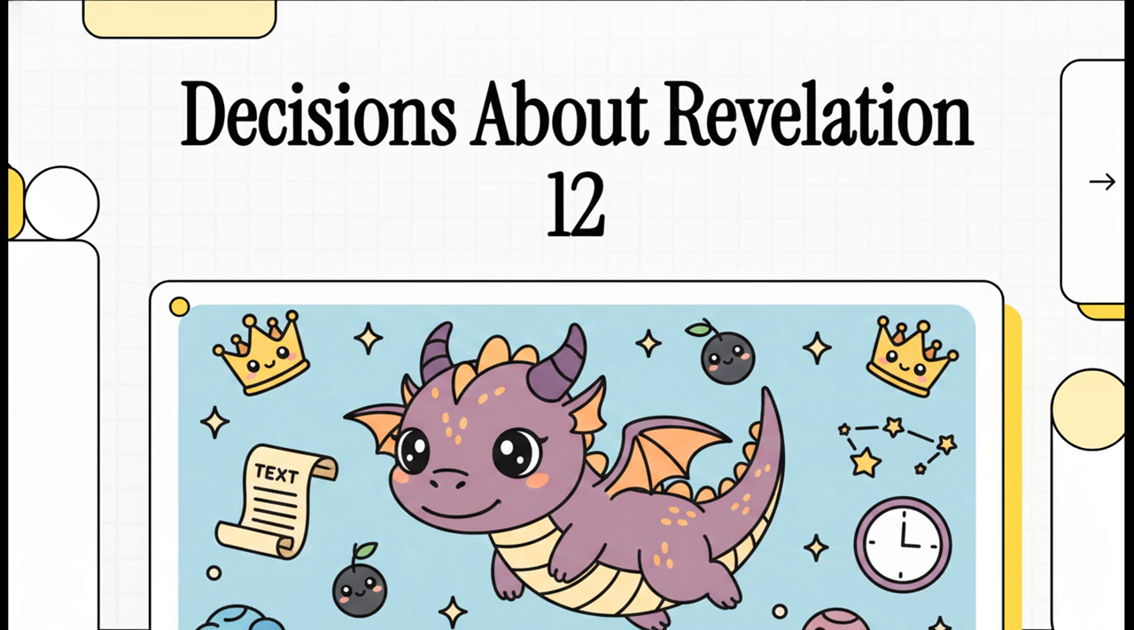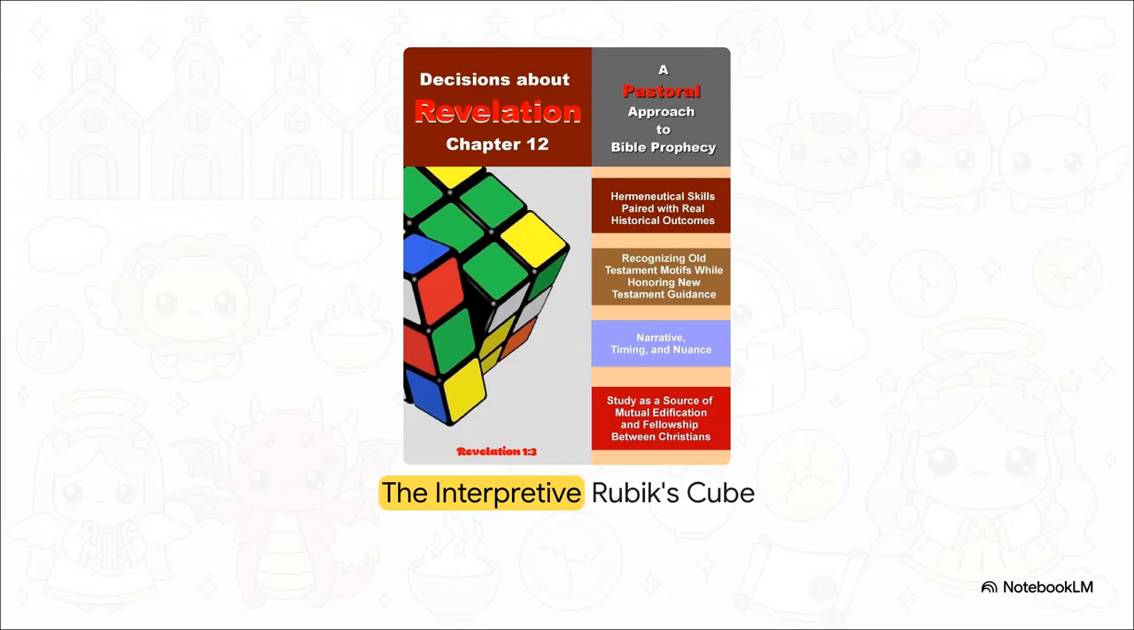But today, we're going to unpack how our source material uses the text itself, along with some pretty wild historical records, to argue exactly where these events actually belong. So let's start with this brilliant metaphor from our source. They call it the interpretive Rubik's Cube.